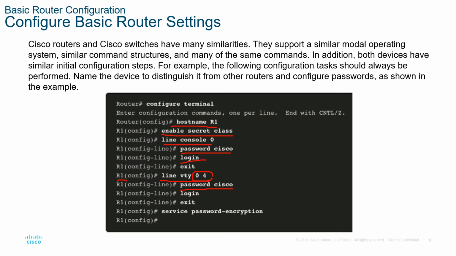Line console and line VTY passwords, if you type show run, are in plain text. If you want to encrypt them, we type service password-encryption. That's the command for you to encrypt all passwords. Using type 7, it's actually not that secured. Okay. Enable secret also nowadays is not secured. It uses MD5 as its encryption mechanism.